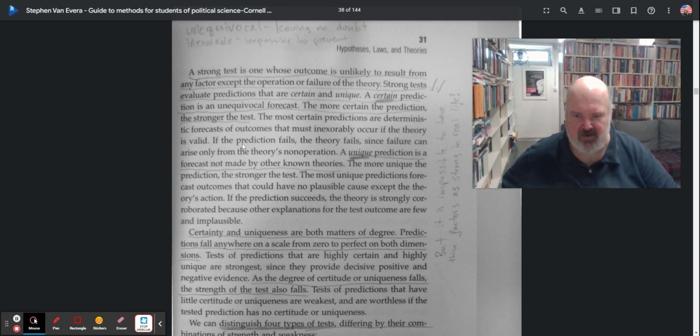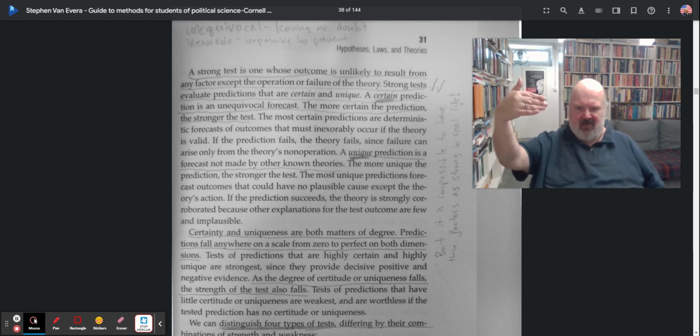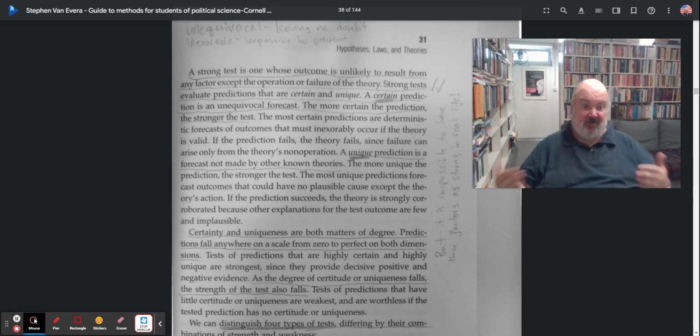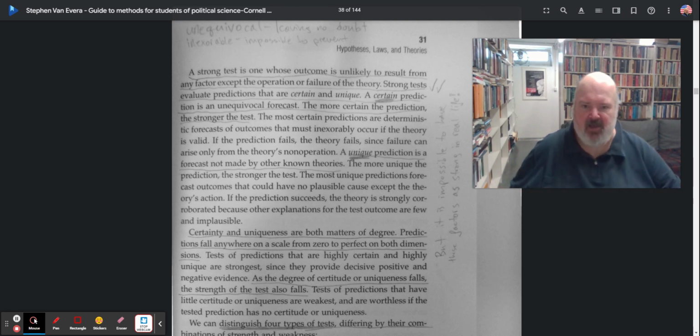He says that deterministic forecasts are outcomes that must inexorably occur if the theory is valid. If the prediction fails, the theory fails, since failure can arise only from the theory's non-operation. So if you're dealing with a deterministic thing, a very certain test, then if it passes, it passes, and if it fails, it fails. Either or, right?